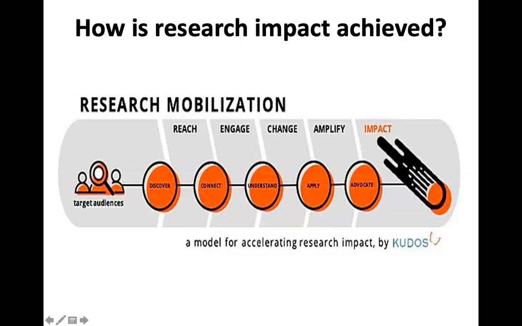You must be able to connect them. You must be able to understand. That means engagement is important. And when the engagement is there, then there is a change. And when the change comes, you try to apply that. And then you will be able to get the impact. Otherwise not.